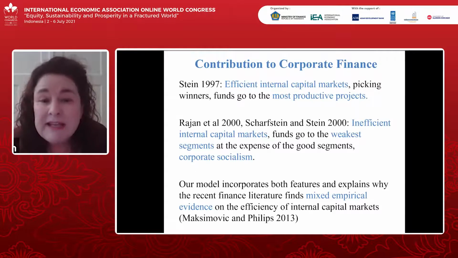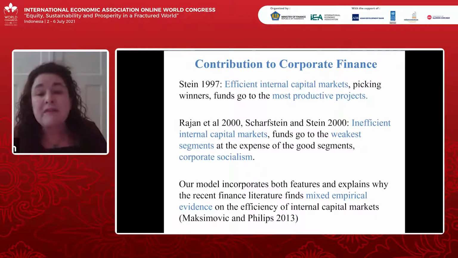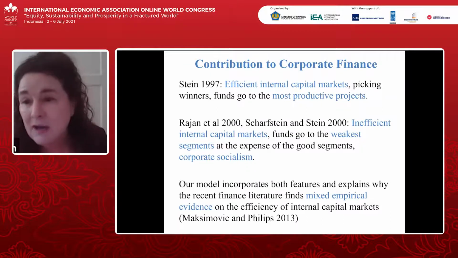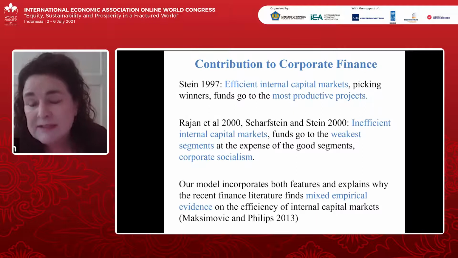So our model incorporates both features and explains why the recent finance literature finds mixed empirical evidence on the efficiency of internal capital markets. Whether a firm will have a conglomerate discount or a conglomerate premium will depend on the trade environment that this firm faces.